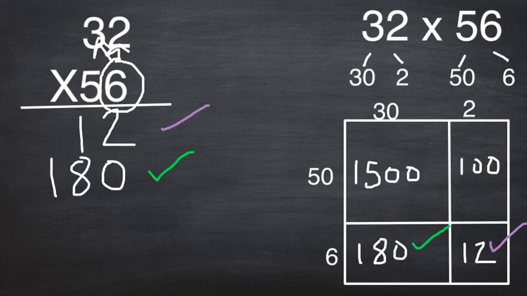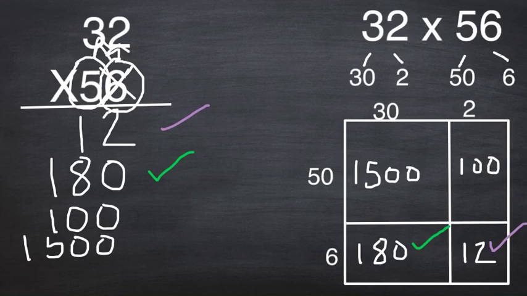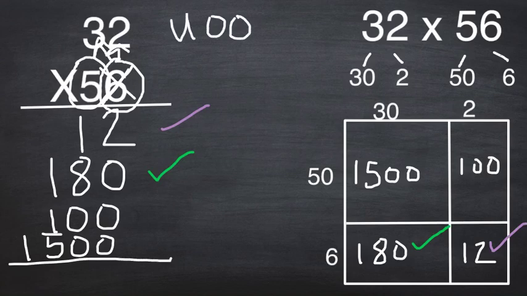Once I'm done using that 6, I can cross it out if I want to remember that I'm done with it. That's how I know I can move on to my next number on the bottom, which is my 5, or my 50. So I'm first going to go 50 times 2 to get 100, and then go back up to 50 times 30 to get 1,500. Some of you may have remembered this as teachers saying up, over, up. That's another way to remember it. You go up to the 2, up to the 3, and then over to the 2, over to the 3. So that when you're done and you add all your numbers together, you're going to get the same answer.